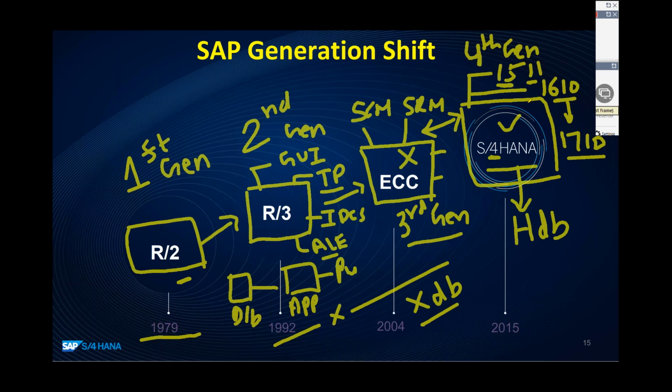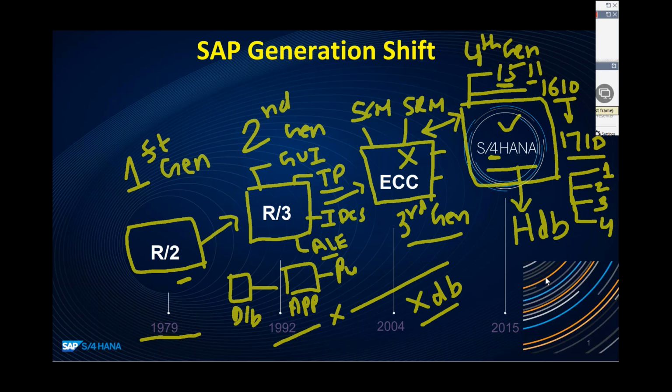For the cloud, which is called public cloud, SAP is launching four versions in a year, one each quarter, with new innovations involved. So on cloud, four versions in a year; on premise, one version in a year. Let's move ahead.